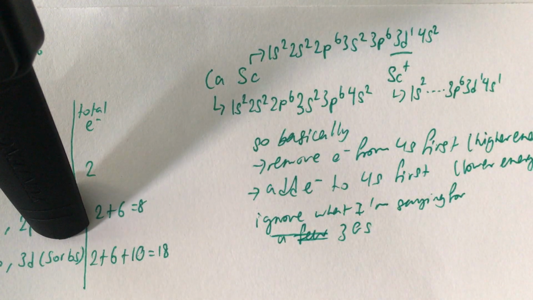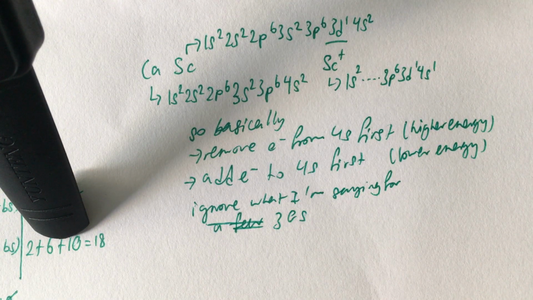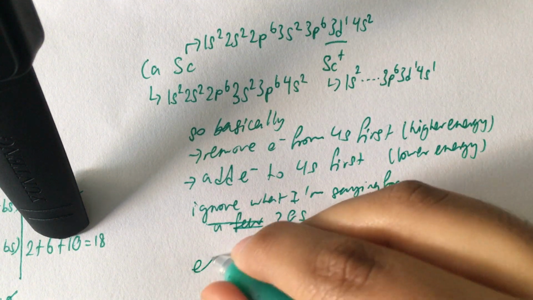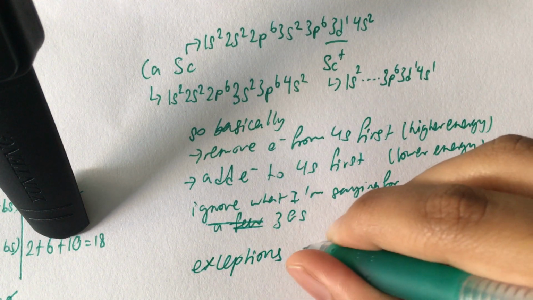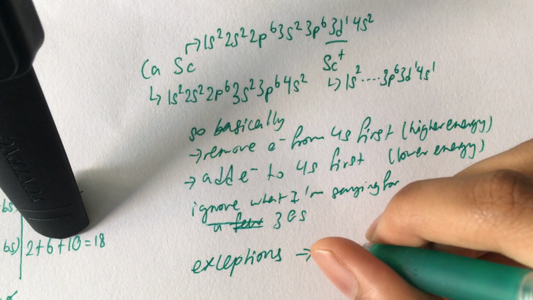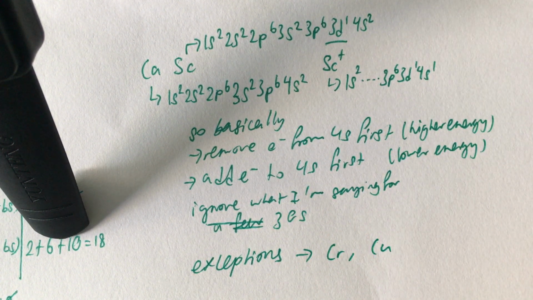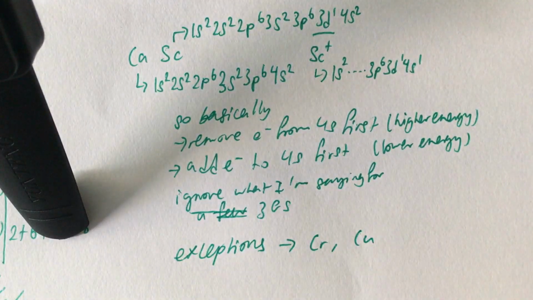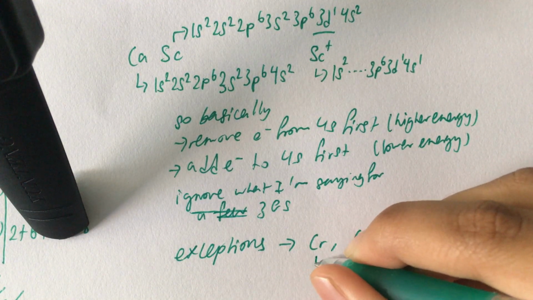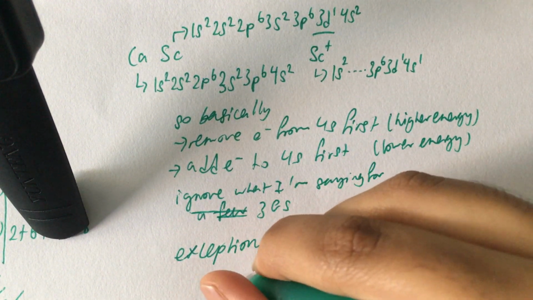I'll be talking about the exception for this one first. For this topic specifically, the actual exception would be in chromium and copper, basically, because they have this almost there but not there kind of property, you know what I mean? So if you were to think about it in the normal sense, for chromium the electronic configuration would be so on and so forth until 3d4 4s2.